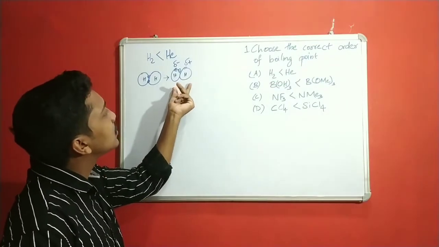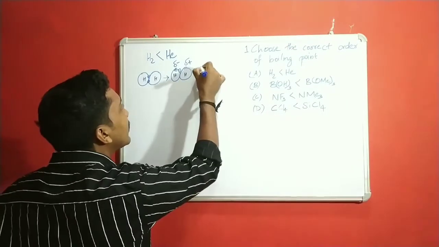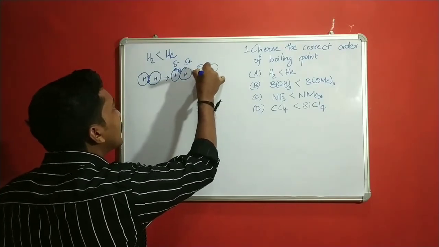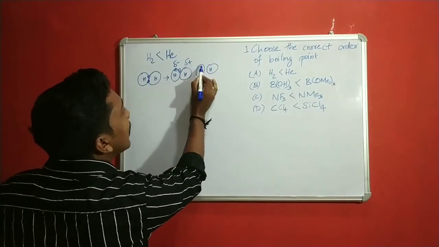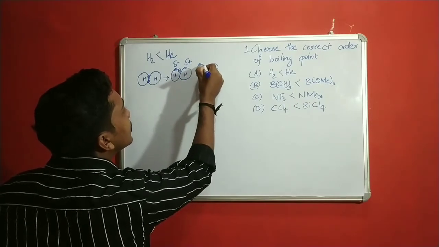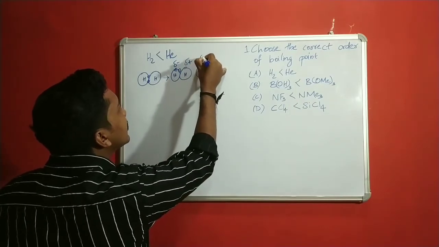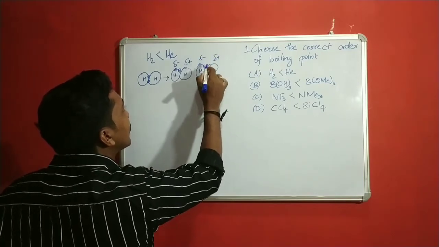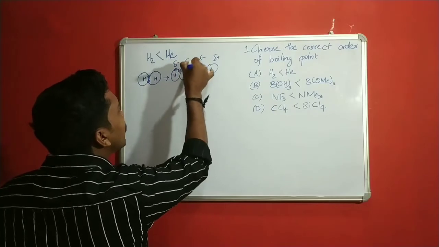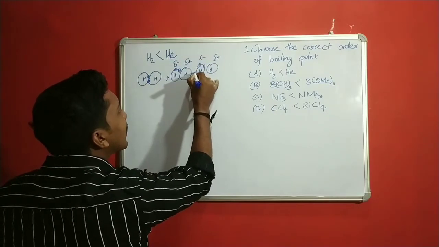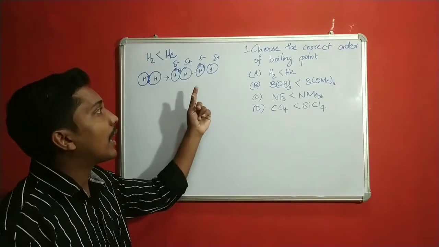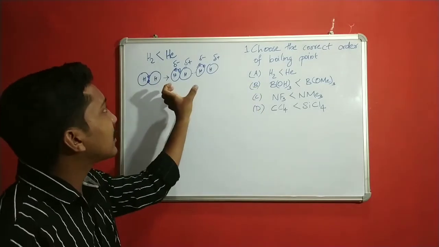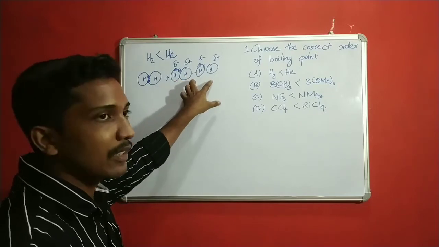This will induce a dipole in the nearby hydrogen molecule. The positive end will attract the two electrons towards this side, so this will become partial negative and this will become partial positive. So this dipole and this dipole interact. So in the hydrogen molecule, there is some kind of interaction like this.